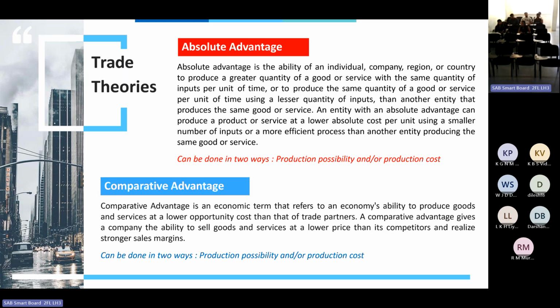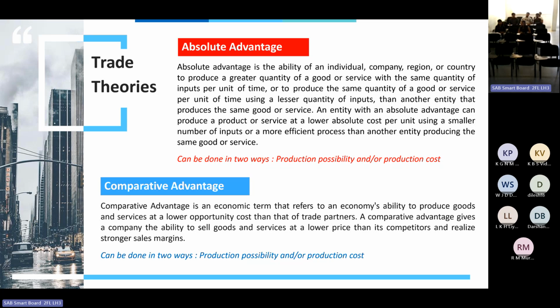So then you have to take both absolute and comparative advantage, and based on that, terms of trade should be implemented, right? Favorable terms of trade. What does that mean? One country is producing one product and exporting to the other country, and the other country is producing another product and exporting to the first country.